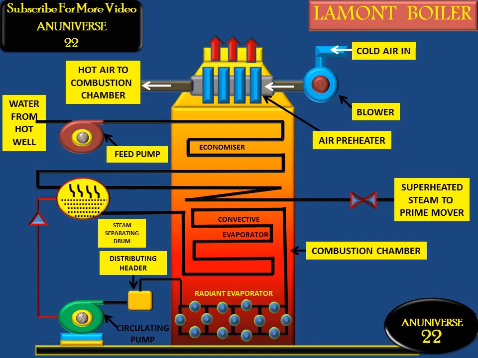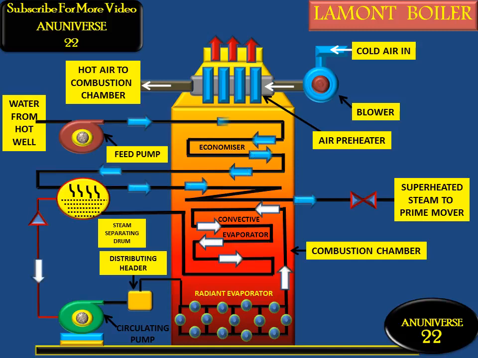And now we discuss the working of the Lamont boiler. The Lamont boiler, as we know, is a forced circulation and internally fired water tube boiler. The fuel is burned inside the boiler and water is circulated with the help of a centrifugal pump. So here the feed pump forces the water into the economizer, which can be seen with the help of the blue arrows. The temperature of the water increases and this water is forced into the evaporator tubes.